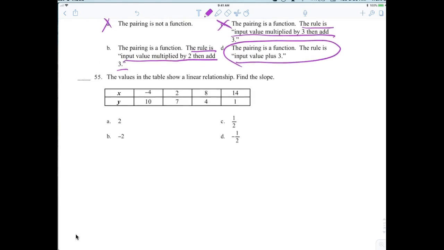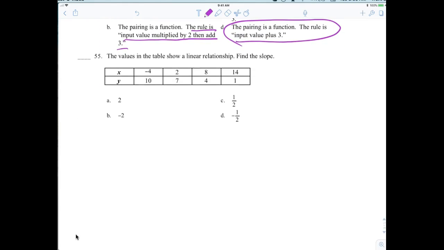All right, so let's look at 55. The value in the table shows a linear relationship. Find the slope. So here, again, m equals y2 minus y1 over x2 minus x1. You can take any two x's and any two y's. Now I'm trying to find something that doesn't have negatives in it, so maybe I'm going to look at these 2 points right here. So we can say 4 minus 7 over 8 minus 2. 4 minus 7 is negative 3 over 6, negative 1/2.